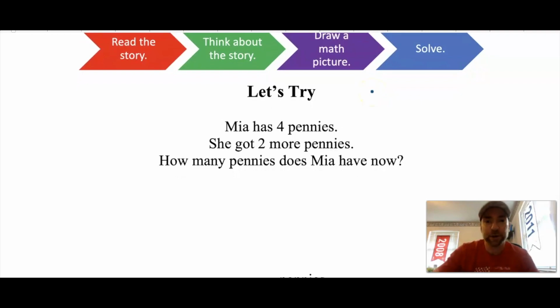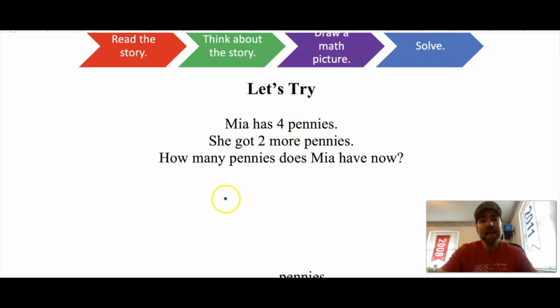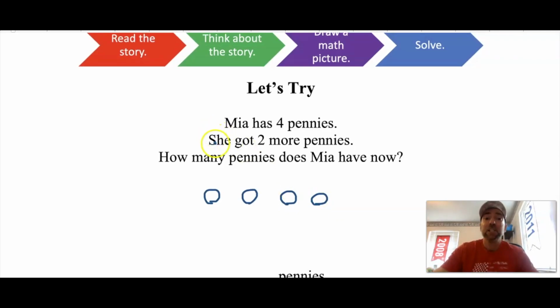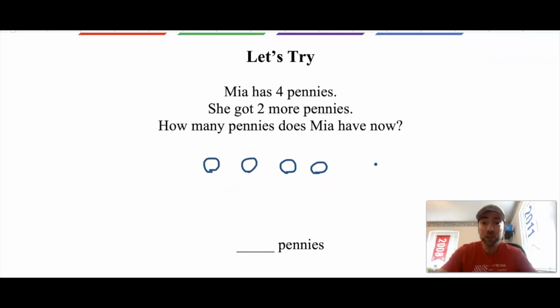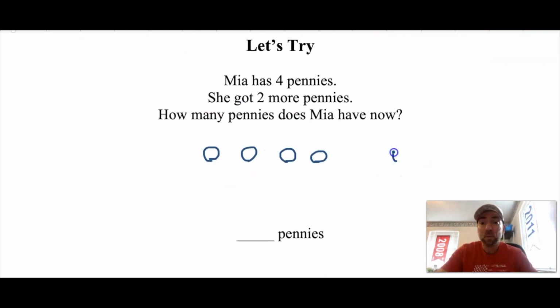So here's where you're going to need your whiteboard or paper. Let's start by drawing 4 pennies. And I have to tell you, a math picture is just a little circle. 1, 2, 3, 4 pennies. She got 2 more pennies. So now I'm going to draw the 2 more pennies. 1, 2.